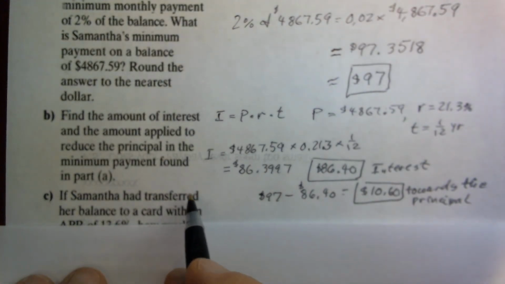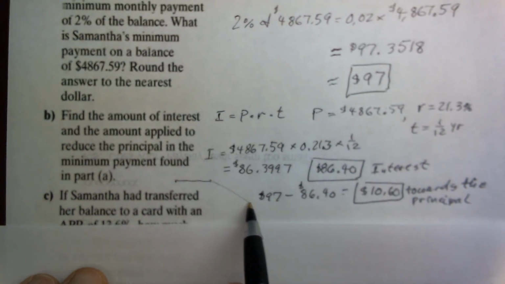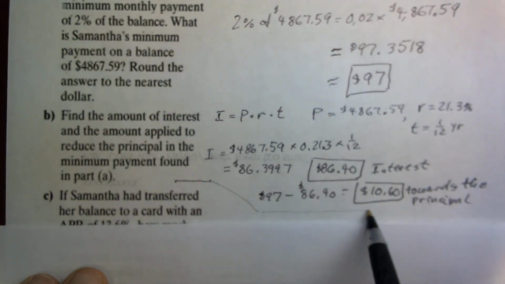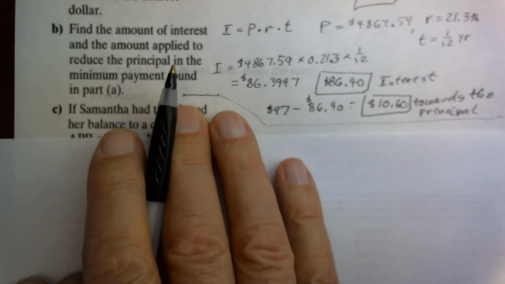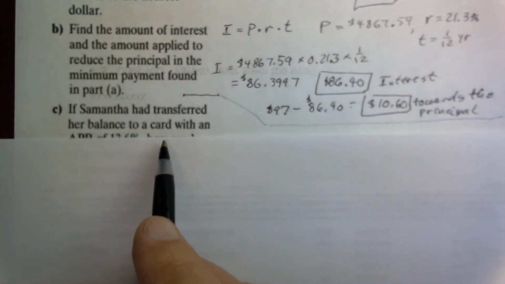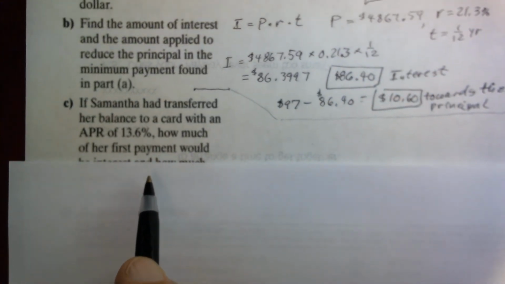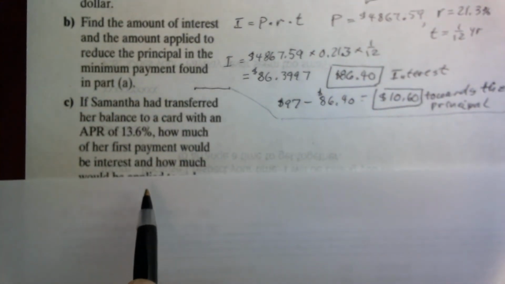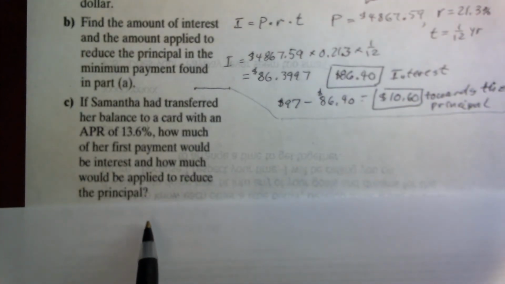Okay, maybe you already knew all of that, but maybe some of you hear or see this for the first time. So if you can pay more than minimum, go for it. It'll help you pay off your balance much faster. Another way of saving money is Part C, and that says if Samantha had transferred her balance to a credit card with an APR of 13.6%, how much of her first payment would be interest, and how much would be applied to reduce the principal?